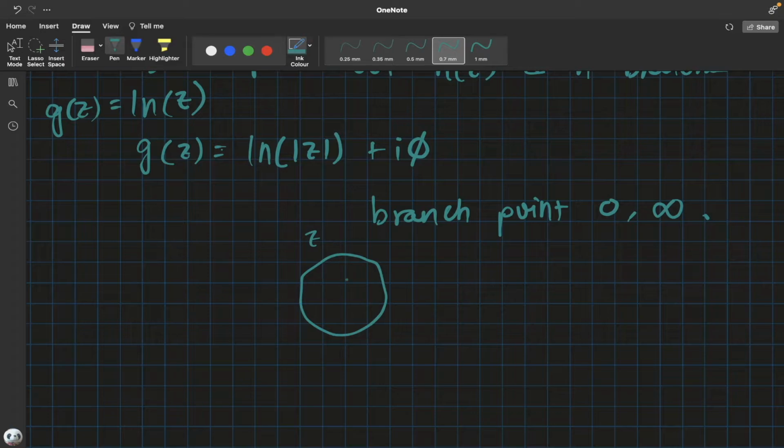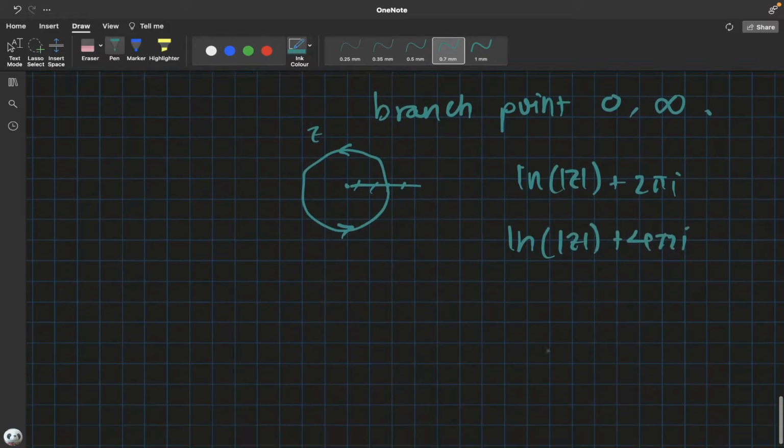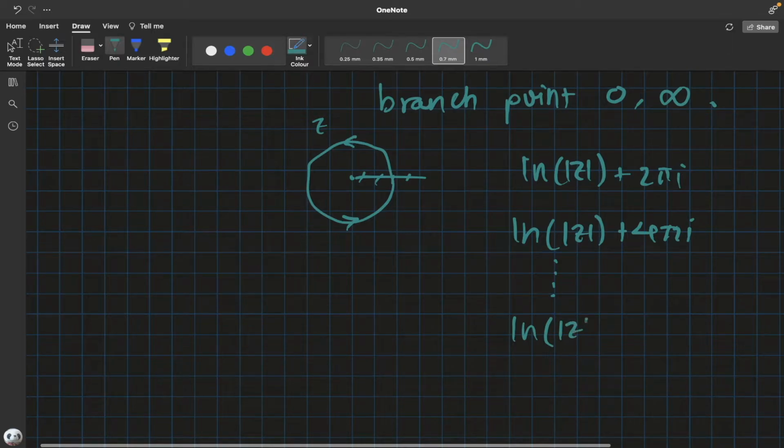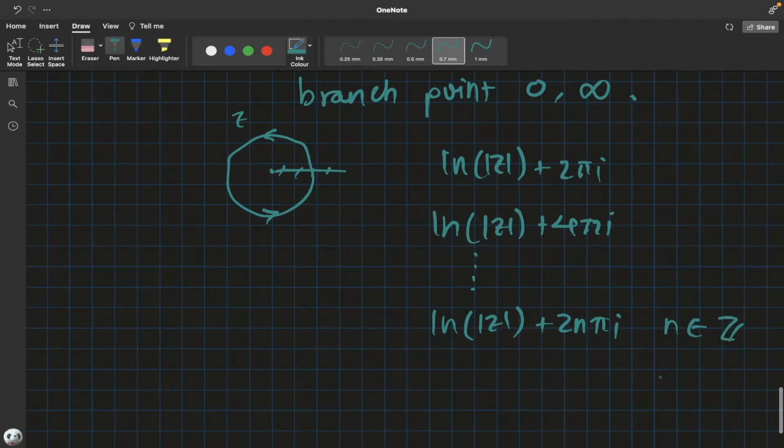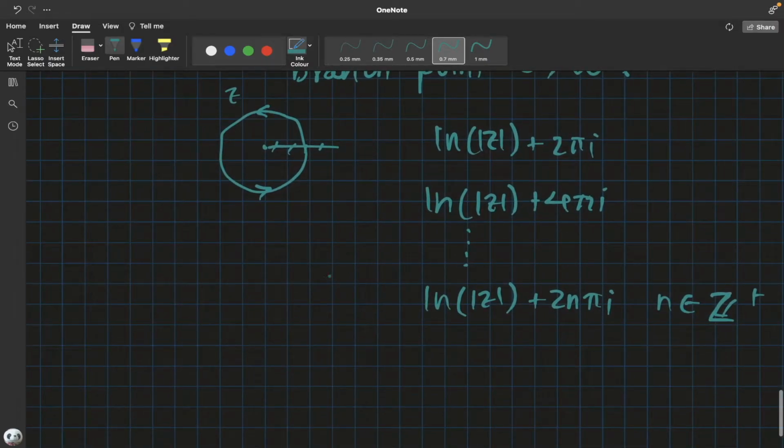So if we go around the z-plane again and again, after one rotation, we're going to have 2 pi i. After 2 rotations, we're going to have 4 pi i, and we keep doing that for n rotations. We're going to have 2n pi i, where n is some positive integer for the rotations. So no matter how many rotations we do, we won't really get back to where we started off.